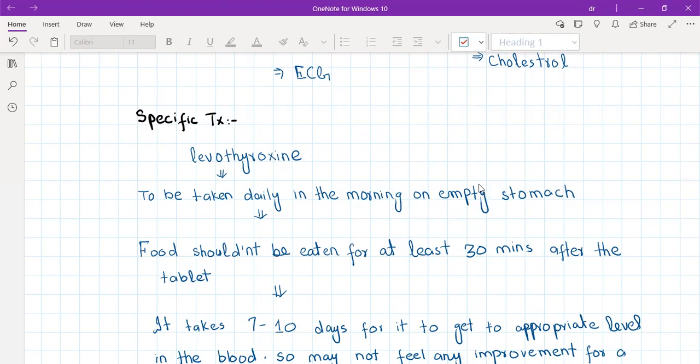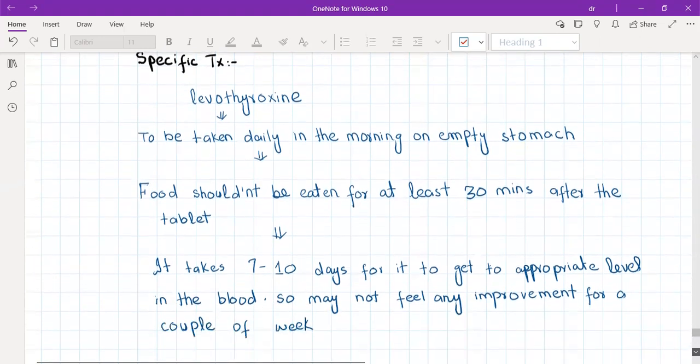So you have to give these directions to the patient, because the taking of levothyroxine is very important. If the patient takes it after breakfast or with food, then it might not work. So tell them it needs to be taken in the morning on an empty stomach, and then breakfast should be eaten after 30 minutes, because food should not be eaten for at least 30 minutes after taking the tablet. And you should also tell the patient that it takes 7 to 10 days for levothyroxine to reach the appropriate level in the blood. So you might not feel any improvement for the first 1 or 2 weeks, but you still need to take this medication regularly.